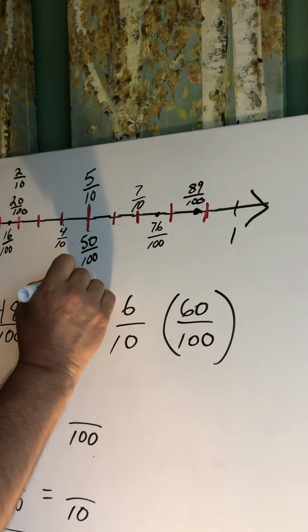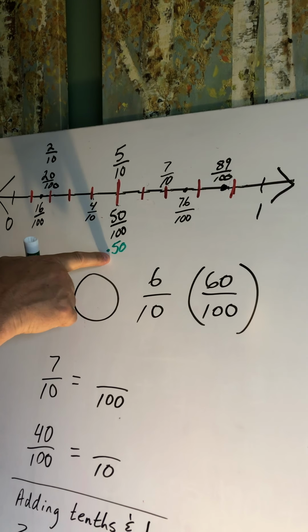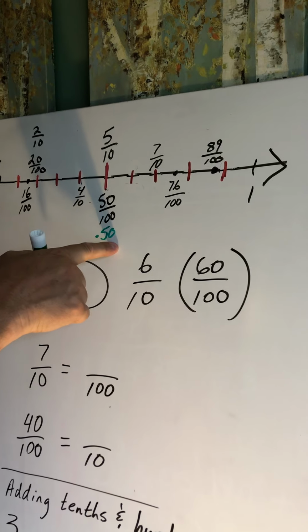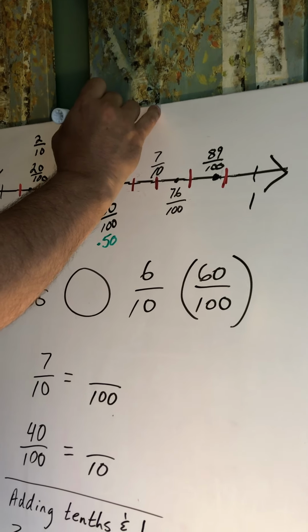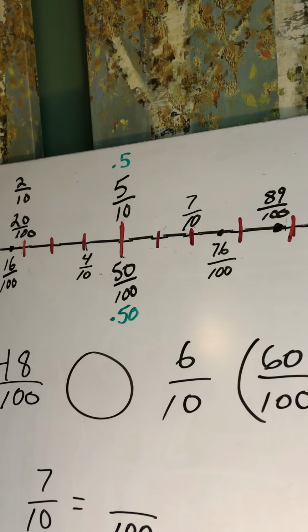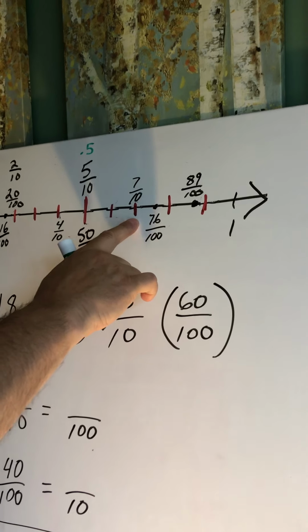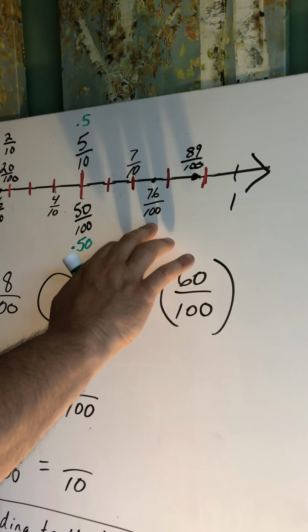And let me just, since we're halfway, this is also known as 50 hundredths, 0.50. And 5 tenths is also known as 0.5. See, all of those are equivalent. Then I just showed you 7 tenths. Then where would 76 hundredths be?